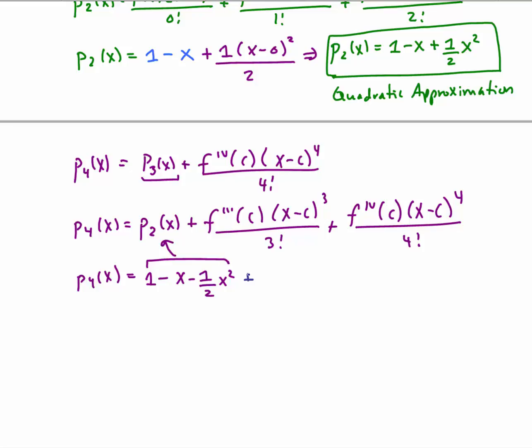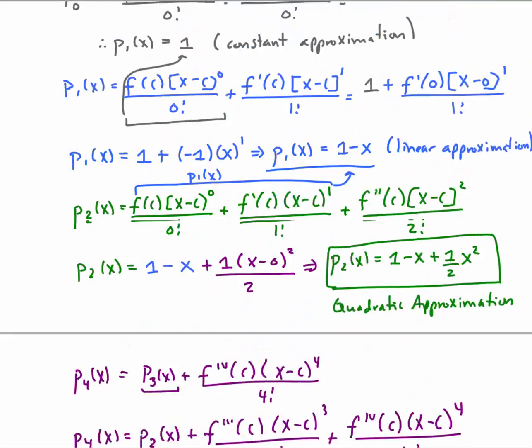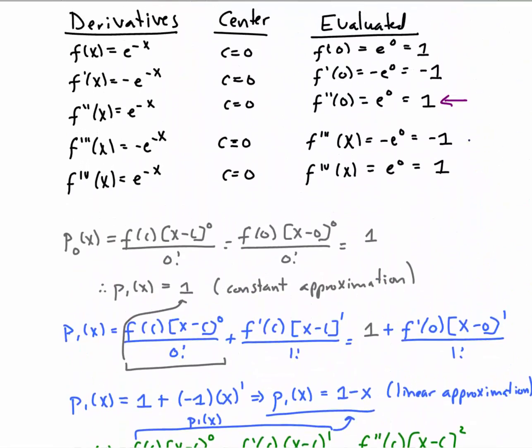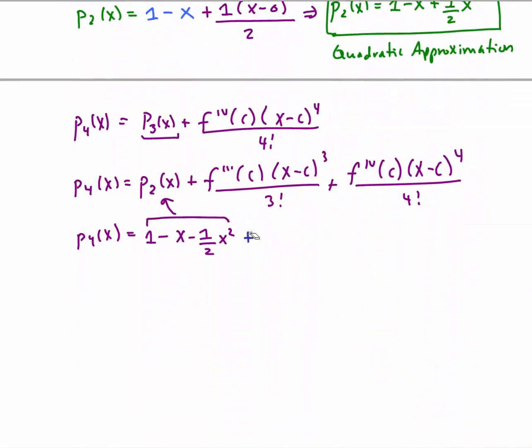Now this is going to be plus my third derivative evaluated at 0. So we come up here. Here's my third derivative, and if you notice, our signs are alternating. So that'd be a minus 1.